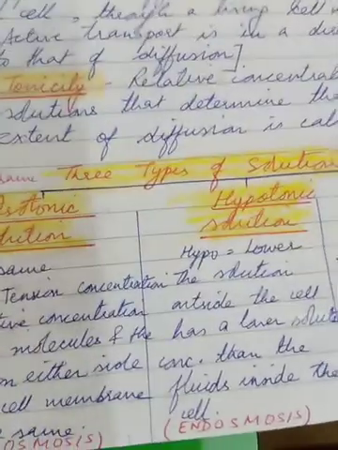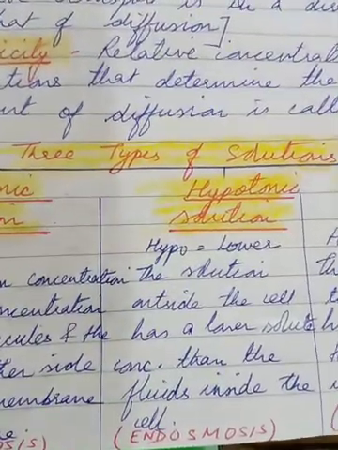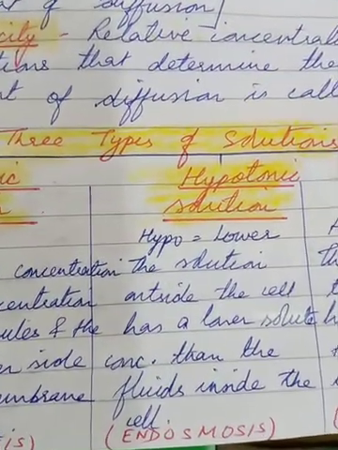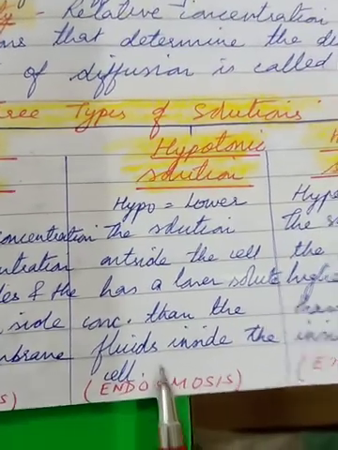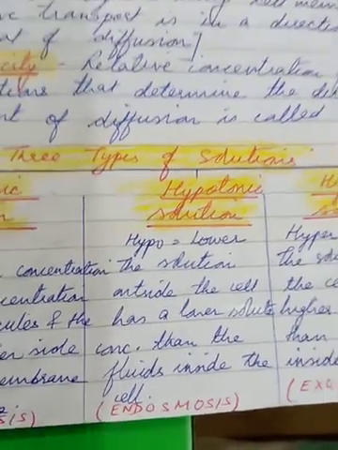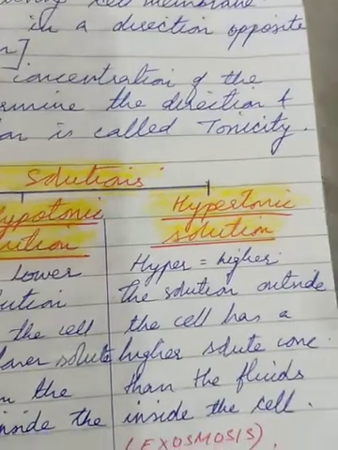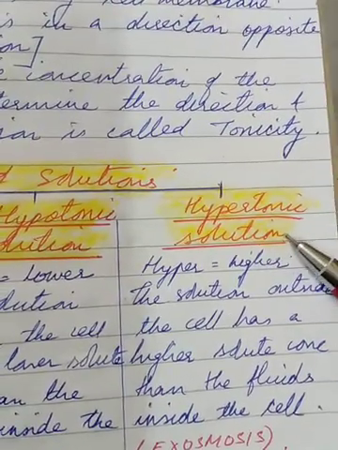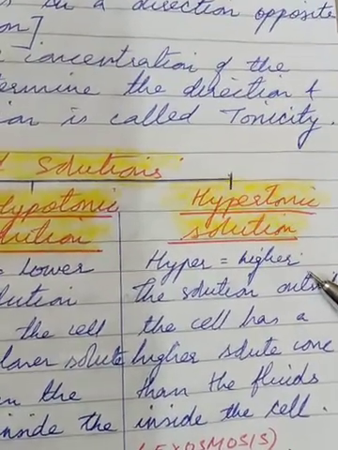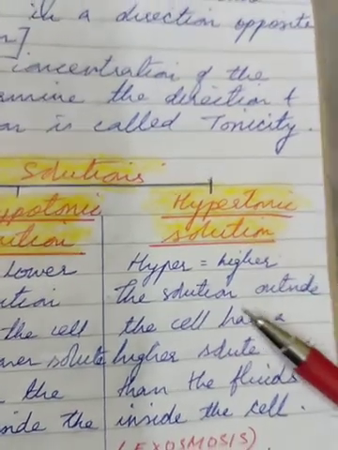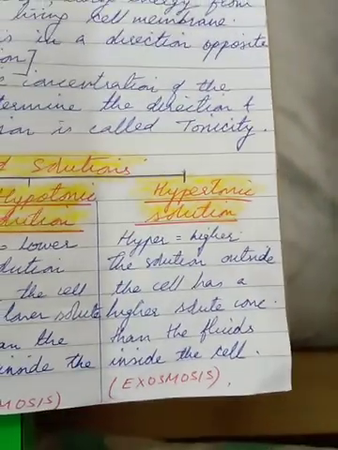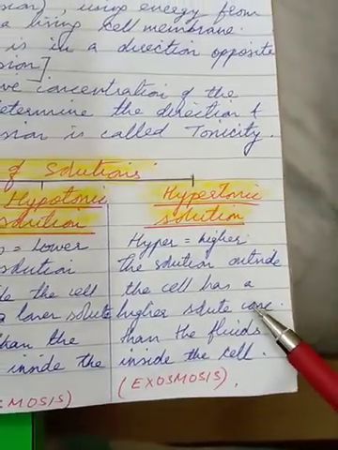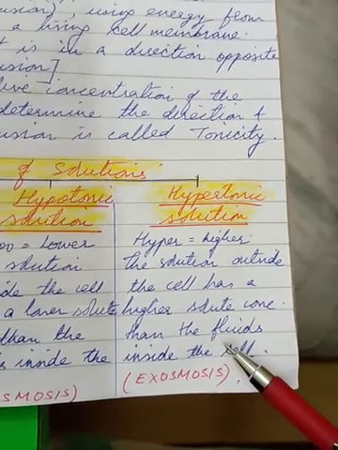Alright, so this is the case where you have to understand that due to lesser solute concentration than the fluids inside the cell, endosmosis begins. In the next category where we have hypertonic means a higher concentration, right? What will happen? If the solution outside the cell has higher solute concentration than the fluids inside, exosmosis will occur.